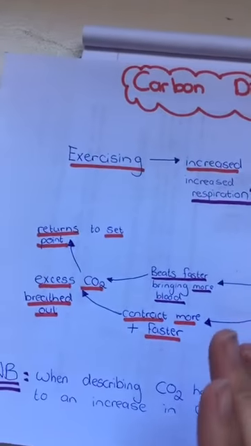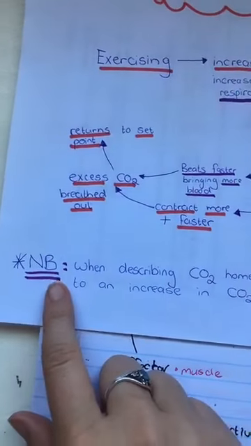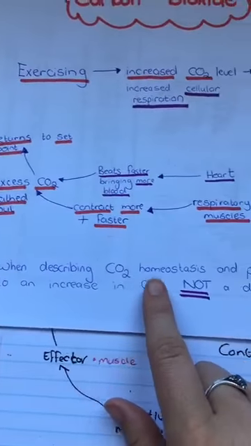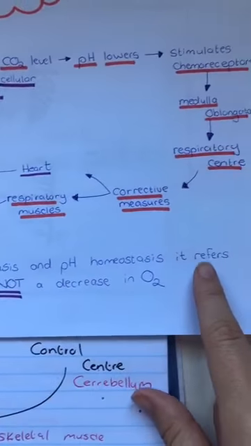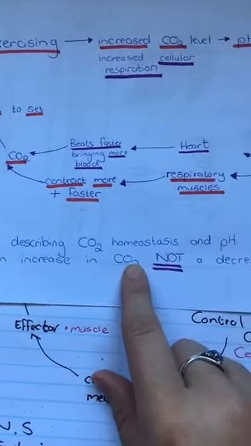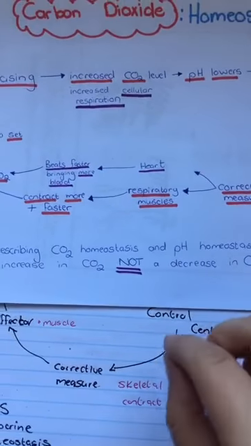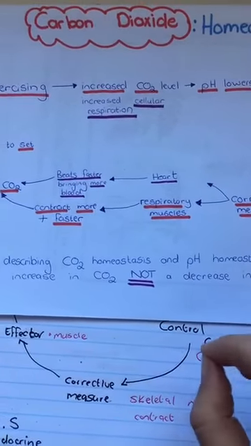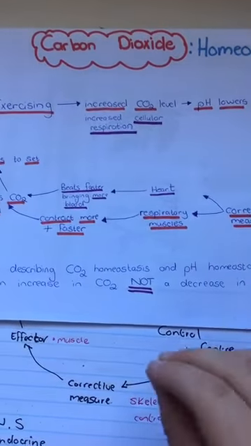Now, this is a really important little side note that I put at the bottom here, and I really want to emphasize this. When we are describing CO2 homeostasis and pH homeostasis, it refers to an increase in CO2, not a decrease in oxygen. There is no such thing as a receptor for oxygen. Okay? There's no such thing.